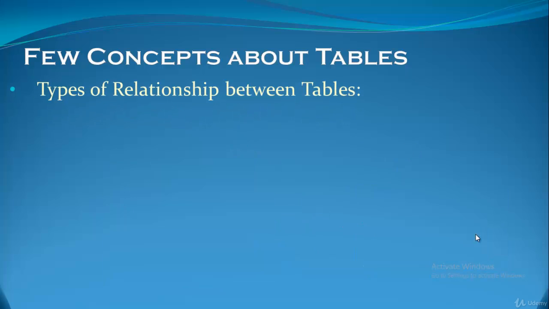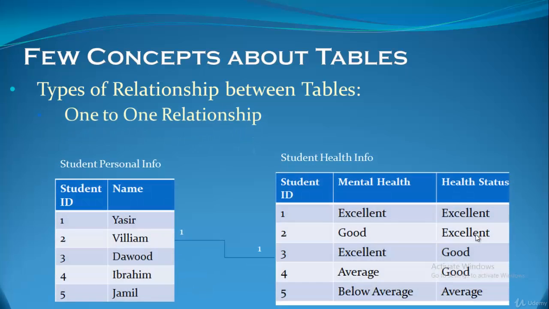Now let's have a look at different types of relationships between tables. First one is one-to-one relationship, which means one record has one relation in the other table. Here, if you look at the example tables, the first one is the students personal information table and the second one is the student health information table. You can see that both tables have the same student ID as primary key.